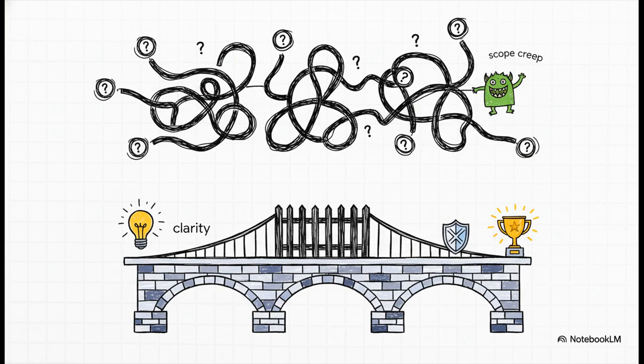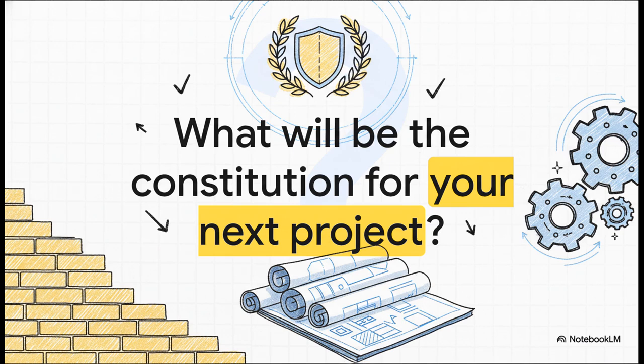So just remember, starting with a constitution isn't about slowing down, it's about building smarter. It gives the whole team absolute clarity, it builds a fence against scope creep, and it leads directly to cleaner, more reliable code in the end. When you lay down a foundation of clear rules and user-focused goals before you write any code, you're not just planning a project, you're really engineering its success from the start. So the only question left is, what's the constitution for your next project going to look like?